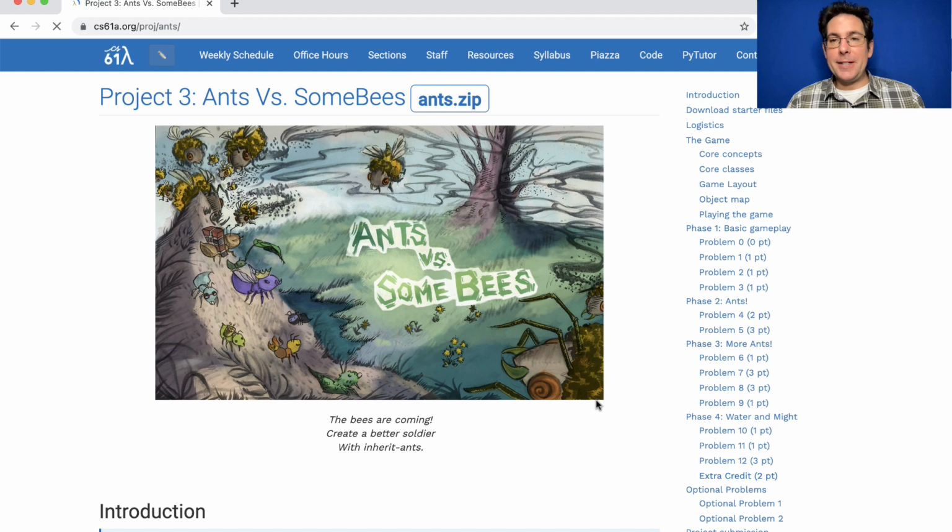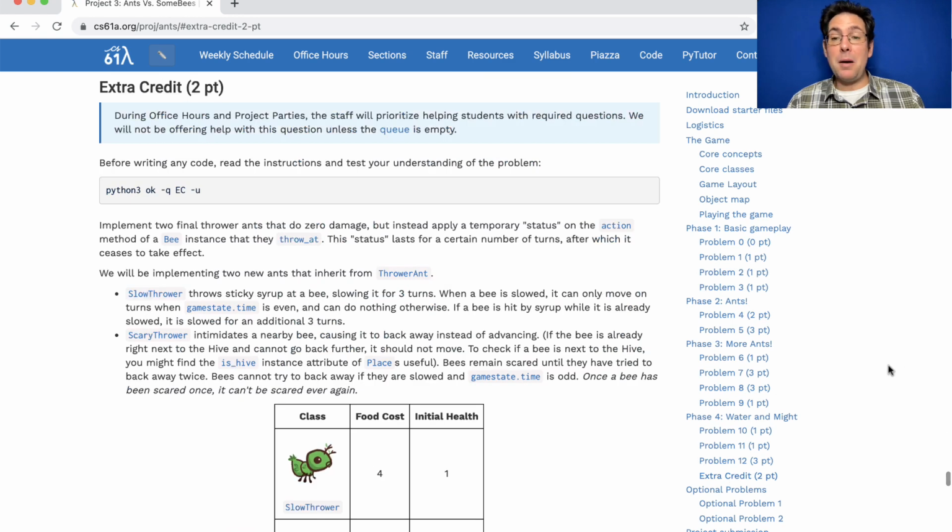On the ANTS project, there's an extra credit problem. Note that we generally do not help students solve the extra credit problem unless there are no other questions to be answered. And the extra credit problem is hard to get your head around because you have to combine what you learned about methods with what you already know about higher order functions in order to get this to work, which is really quite advanced for an intro course.